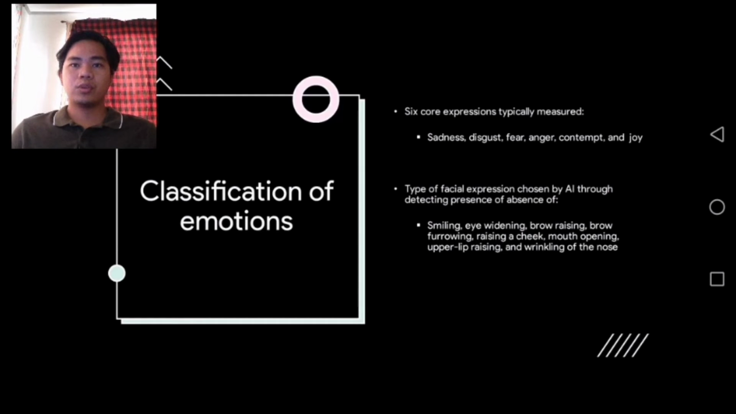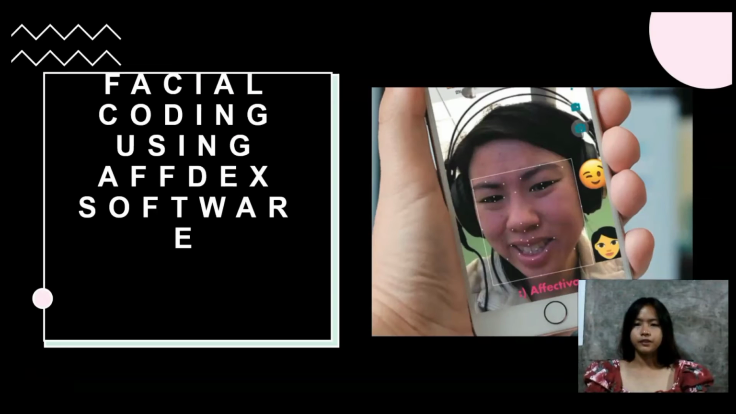Classification of emotions. Six core expressions are typically measured: sadness, disgust, fear, anger, contempt, and joy. Types of facial expression are chosen by AI through detecting the presence or absence of smiling, eye widening, brow raising, brow furrowing, raising a cheek or opening the upper lip, lips raising, and wrinkling of the nose. Facial coding using Affdex software.